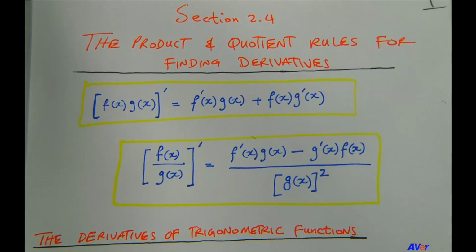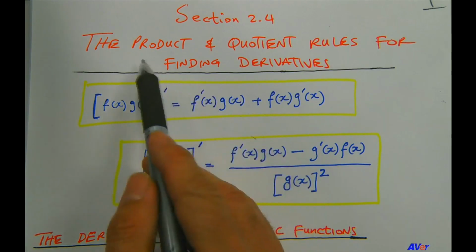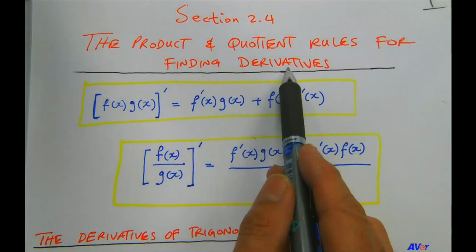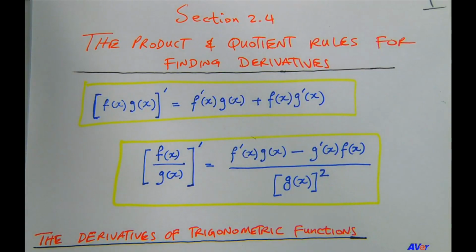Hello everyone, welcome to our discussion of section 2.4, where we will be talking about more techniques of finding the derivatives of functions. In this section, we will be talking about the product and quotient rules for finding derivatives. In other words, if you have two functions that are being multiplied by each other, or if they are being divided by each other, then how do we find the derivatives of such functions?